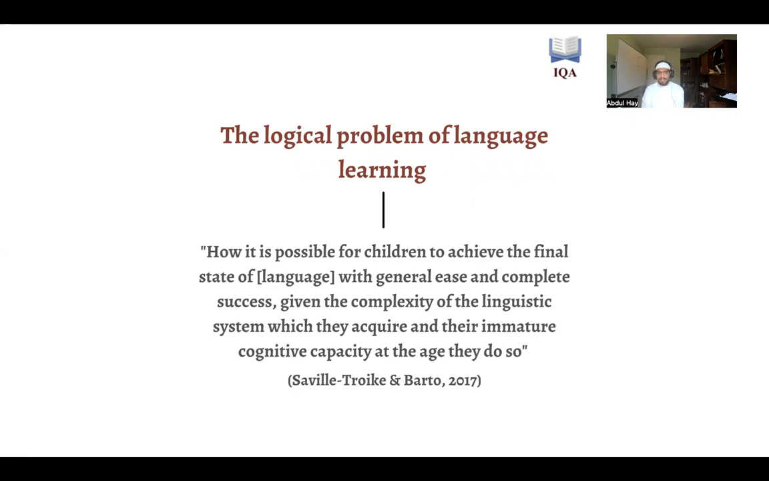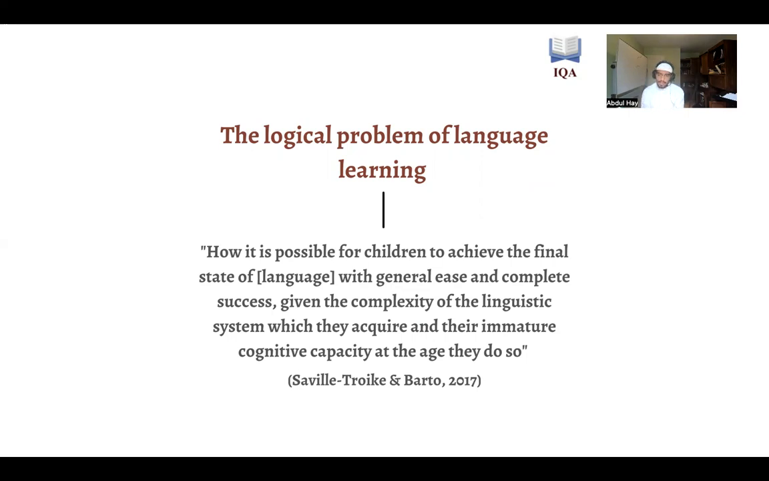Linguists define this as: how is it possible for children to achieve the final state of language with general ease and complete success, given the complexity of the linguistic system which they acquire and their immature cognitive capacity at the age they do so? So pretty much, how is it possible for a child by the age of 2, 3, 4 to have pretty much fully grasped all the complexity we just mentioned while they're so young? How is it possible that human beings are able to pick up languages just like that when they're so young?